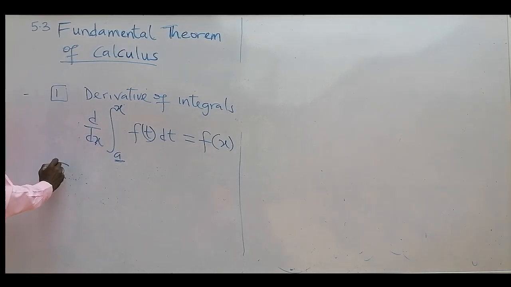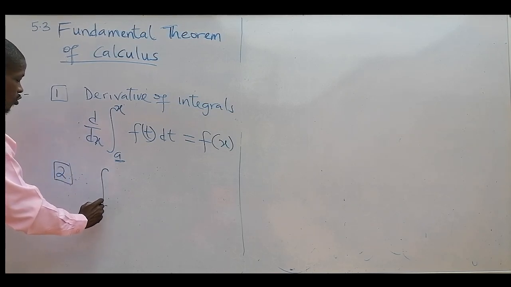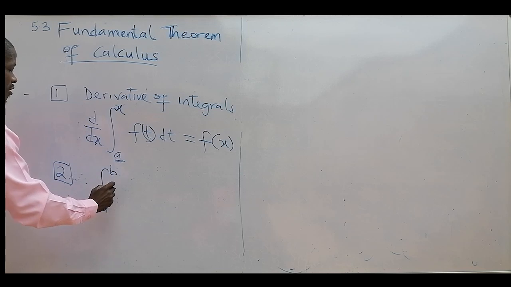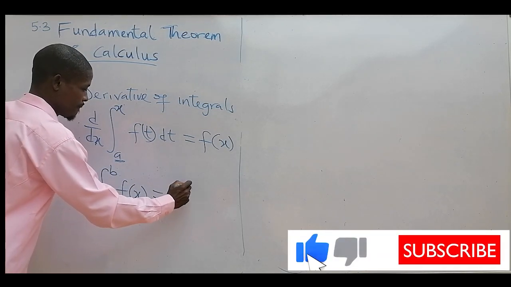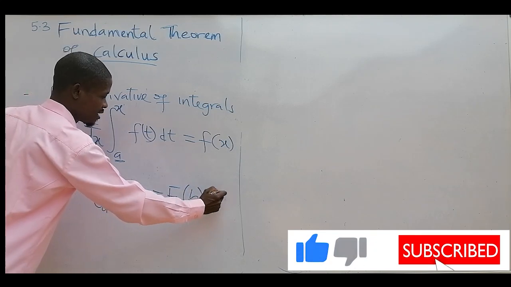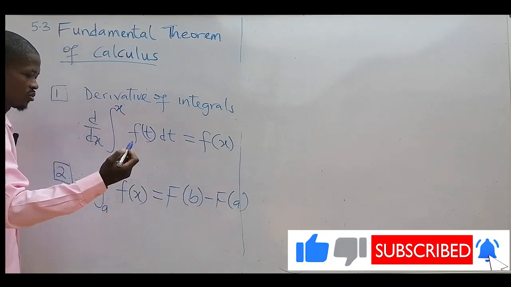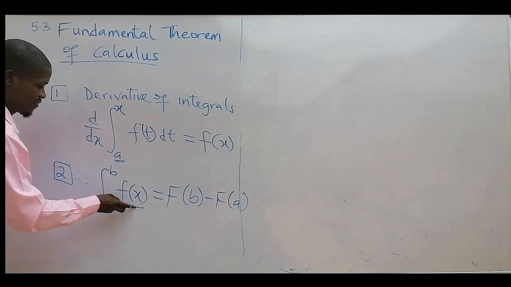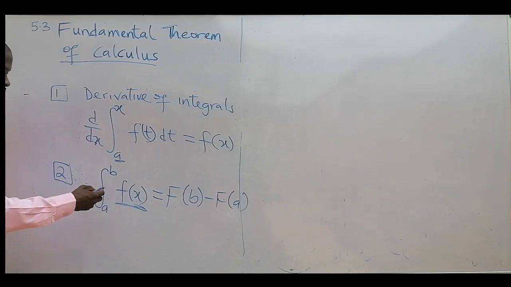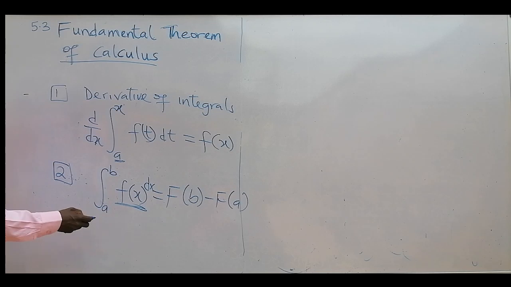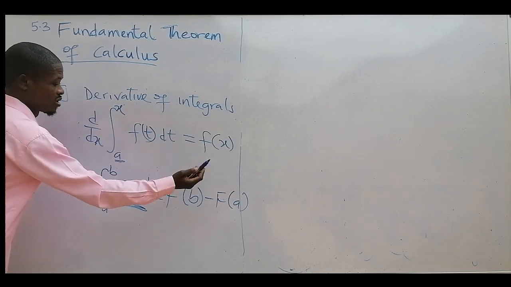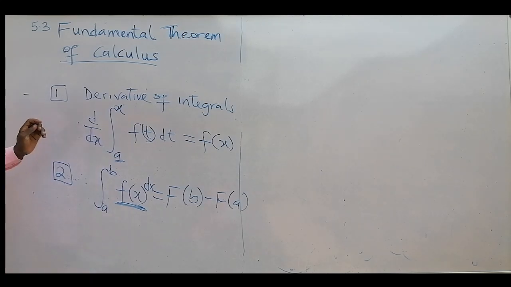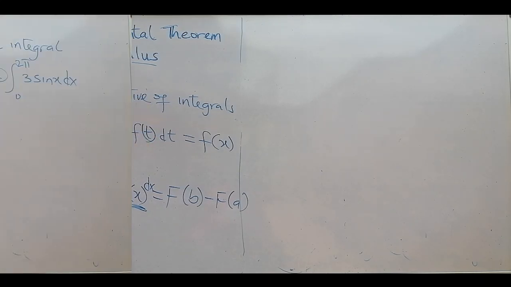Number two is the definite integral. If you have the lower limit and the upper limit of f of x, it is going to be this minus this. I'm going to explain this one with an example. What this means is that you get the integral of this function, with respect to x. Once you get the integral of this function, then you put the upper limit and then minus the lower limit. So without much ado, let's go to questions.